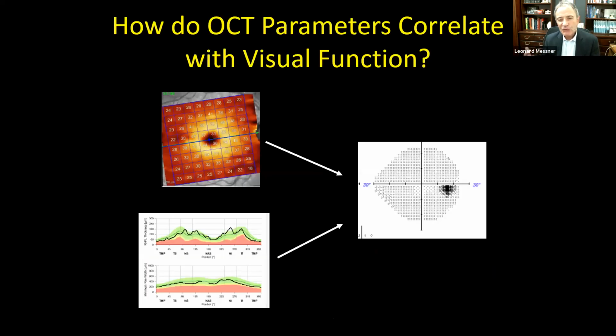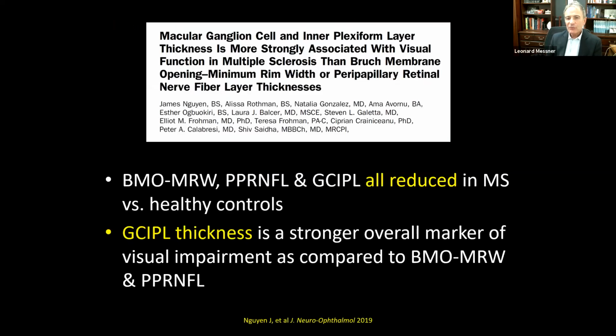So if we're seeing these findings on OCT, both within the ganglion cell complex as well as within the nerve fiber layer among individuals with multiple sclerosis, in the absence of optic neuritis, is there a consequence? Does this affect vision or visual function as we know it? And the answer is yes, it does, but usually not to a dramatic degree.